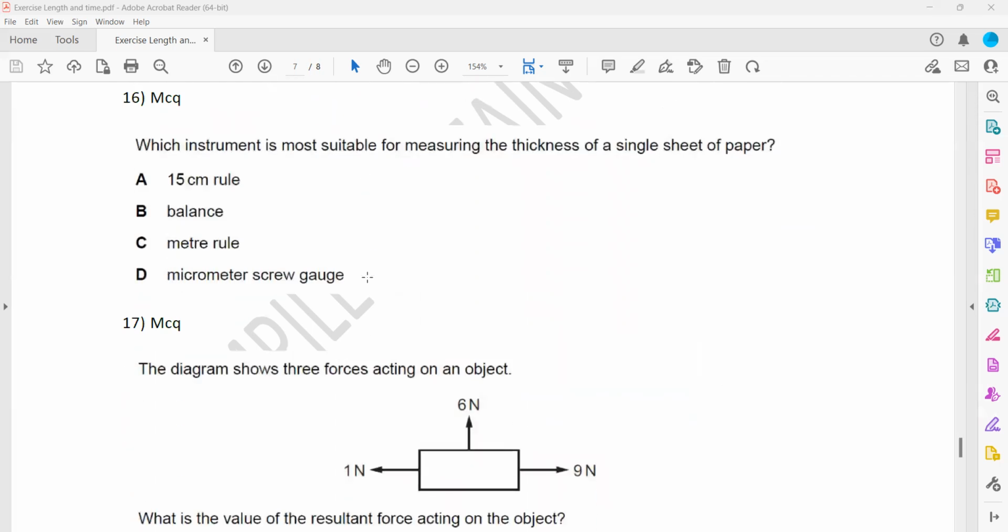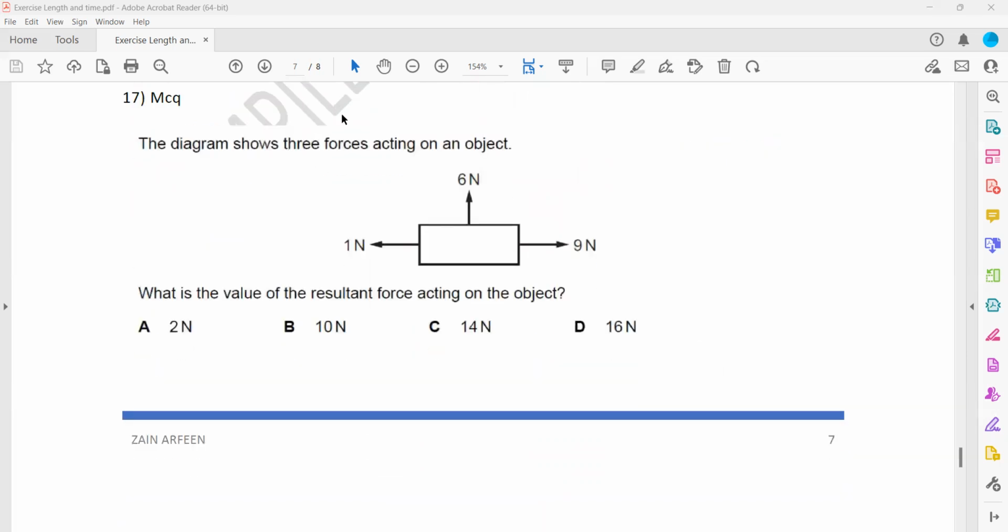Then which instrument is most suitable for measuring the thickness of a sheet of paper? That is a repeated question. So micrometer screw gauge. Then this question: the diagram shows 3 forces acting on the object. What is the value of the resultant force on the object? First, a 9 Newton force is acting towards the right and a 1 Newton force is acting towards the left. What is the resultant of only these 2 forces as they are in opposite directions? It will be 8 Newton.